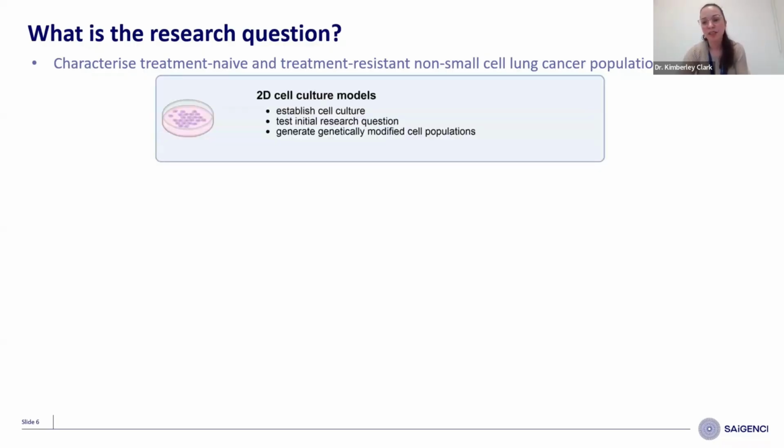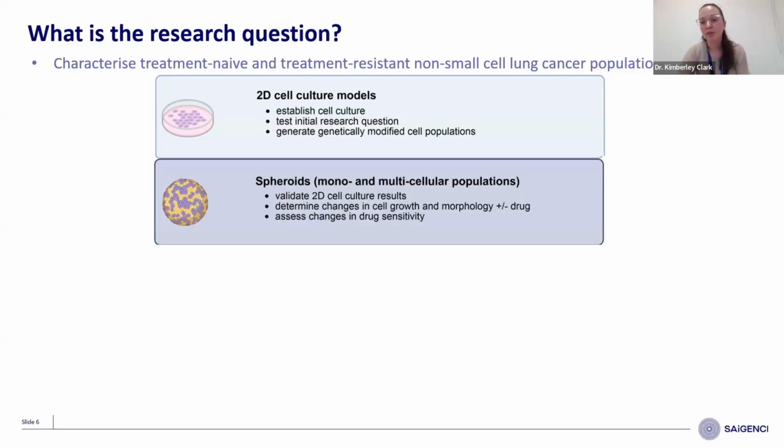And so I wanted to start off by saying that we still definitely use 2D culture models. This is a strong basis for where we start a lot of our research. It's easy, it's efficient, we can establish cell culture very effectively here. And we often use it as our starting point to test initial research questions before we move on to more labour-intensive techniques. And it's also fantastic where we can generate some genetically modified cell populations with a lot more ease. And if we're using cell lines, we can maintain continual culture a lot more efficiently.